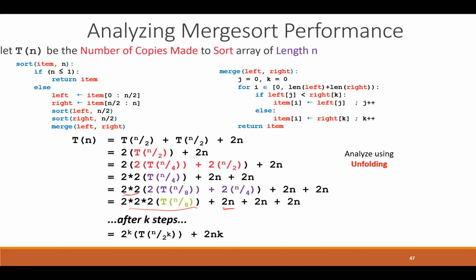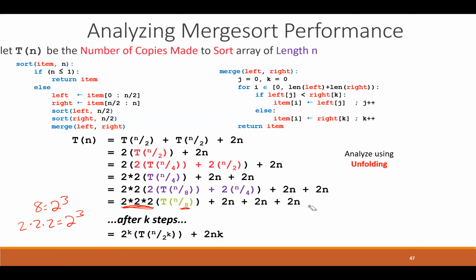So at this point, I sort of spot a pattern, right? So every step I go down the recursion tree, I add another 2n, and I add another power of 2 here and here. Right, so this is basically 8 is equal to 2 to the power 3, and 2 times 2 times 2 is equal to 2 to the power 3. So both of these are equal to 2 to the power 3.